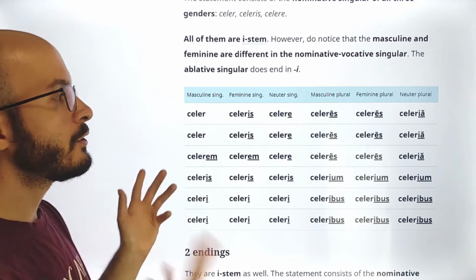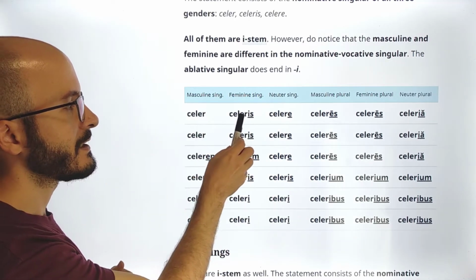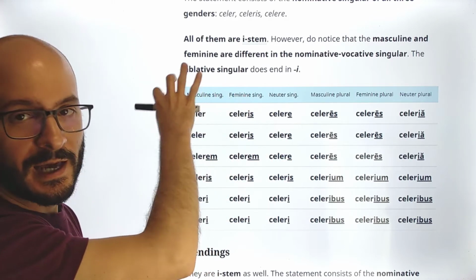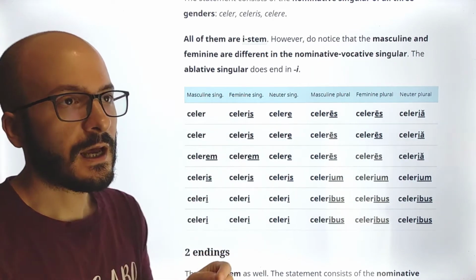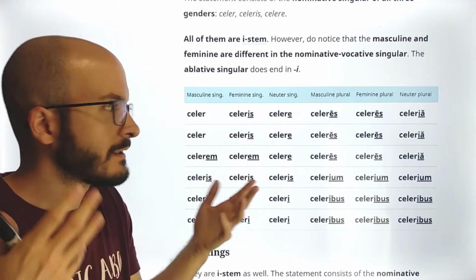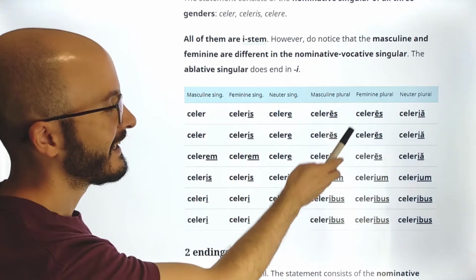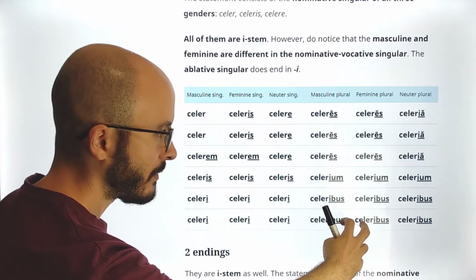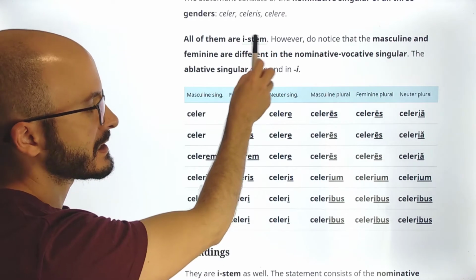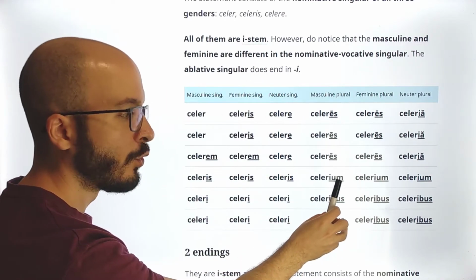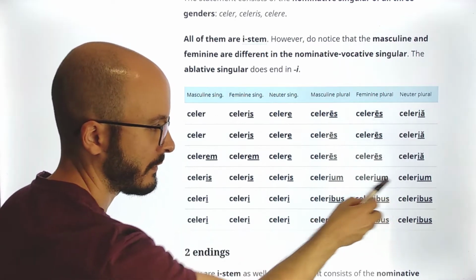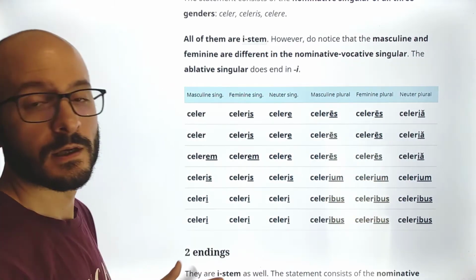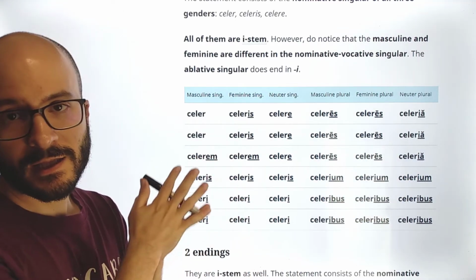Now, you might be wondering, how do we know that the feminine is eris, and the neuter is ere? Because it is always the same pattern in these kinds of adjectives. And how do we know that this adjective follows this pattern? Dictionary. Then, in the plural, masculine and feminine are exactly the same. Also notice that because it is I stem, the genitive plural is ium in all of them. And then, of course, in the neuter plural, we have ia, ia, ia. So that's the three endings adjectives.